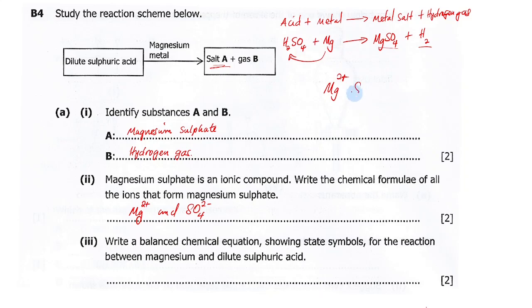And this sulfate is a radical, and these radicals, we covered them in grade 10, and they always have a charge of -2. So these are the ions that are there, guys. Then they say, write a balanced chemical equation showing state symbols for the reaction between magnesium and dilute sulfuric acid. Here, again, this is so simple.